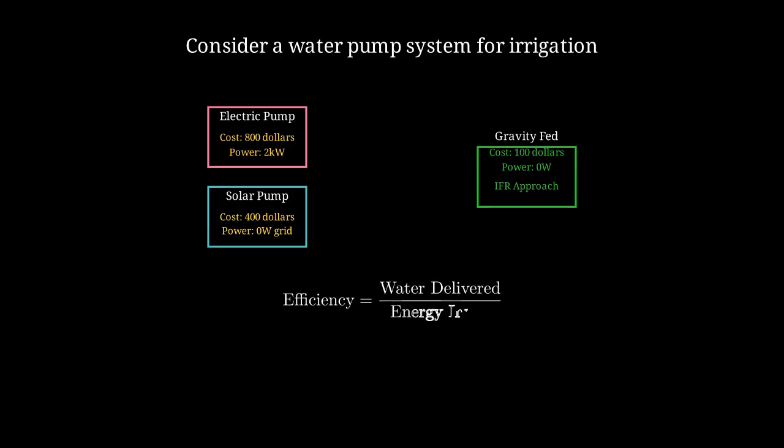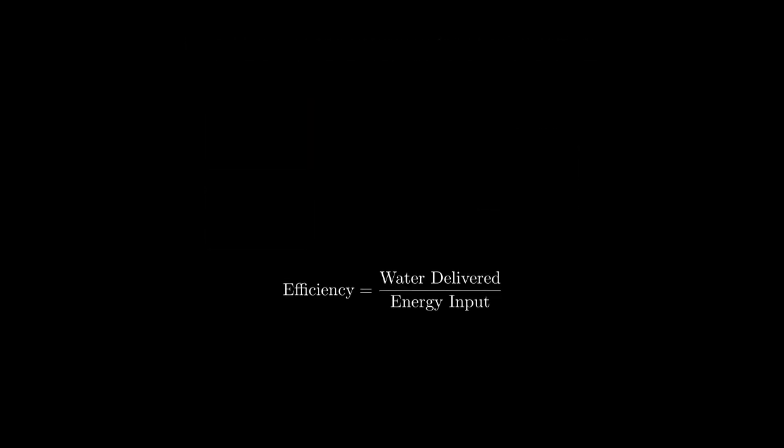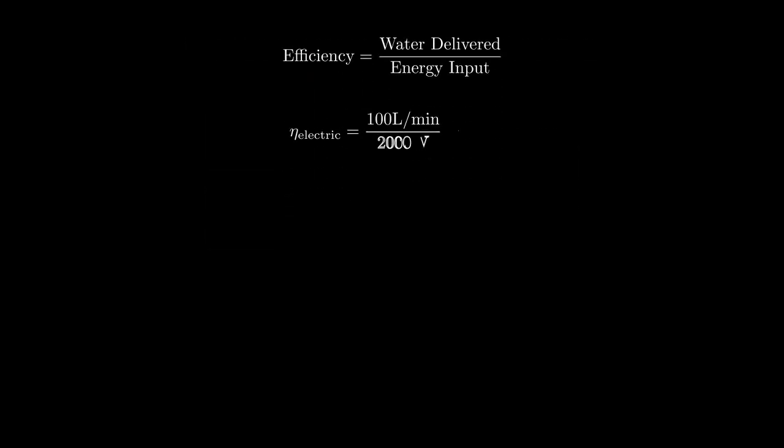Define efficiency as water delivered divided by energy input. Electric pump efficiency, 100 liters per minute divided by 2,000 watts equals 0.05 liters per minute per watt. Gravity-fed efficiency, 100 liters per minute divided by 0 watts approaches infinity, the theoretical ideal.